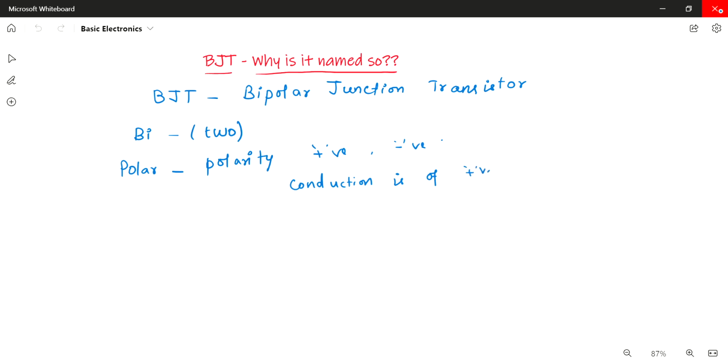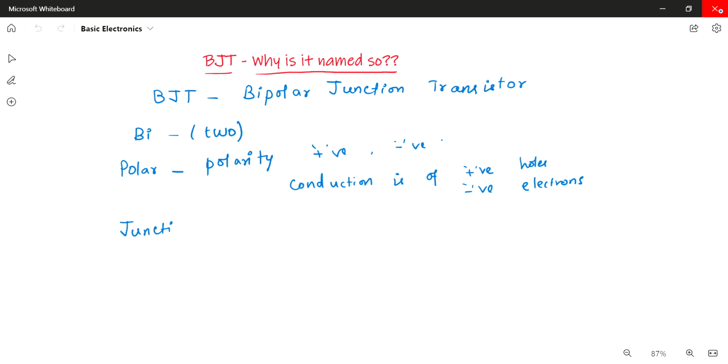Conduction of current is because of positively charged holes as well as negatively charged electrons. So that is why it is called bipolar. Two types of polarity. Positively charged holes also will constitute for the current flow. Negatively charged electrons will also constitute for the current flow. And the junction, this bi word is common for both polarity and junction.